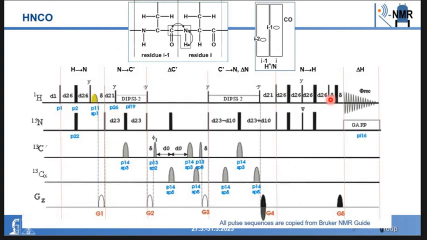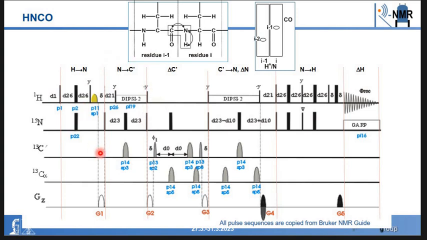Okay, so I said the HNCO is the easiest of the 3Ds. So we have here the HNCO again. This is the pulse sequence of the HNCO. This is how the NMR spectroscopists like to draw their pulse sequences. So if you see this, then if you're an NMR spectroscopist, you know, okay, here's an INEPT step from basically here, the red line to the next red line. And in this step, I transfer the magnetization from the proton to the nitrogen.